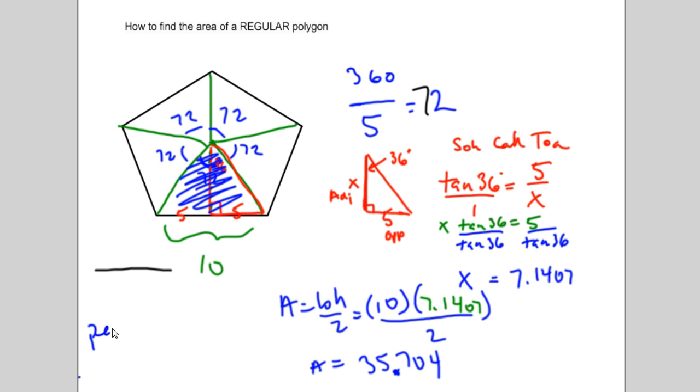Okay, so the pentagon equals 35.704 times the 5 triangles. And I've got 178.5. Okay. Only reason I'm spending time on this is because there is a question like this on your assignment. So it looks pretty tough, but I want you to be able to figure it out.